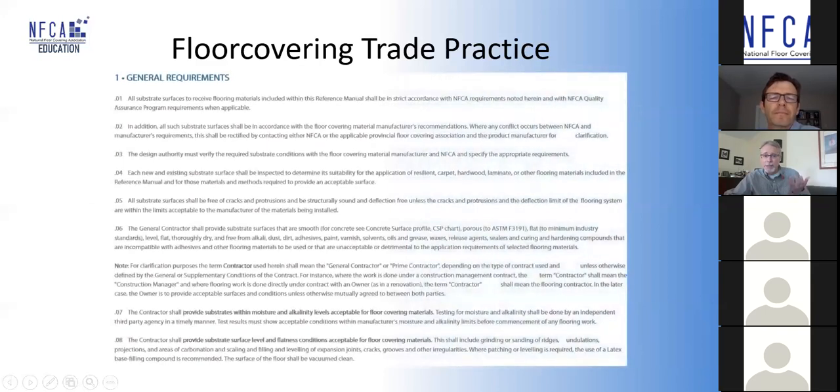And that description of work is already contained in the NFCA general requirements on the NFCA manual website. Again, one of the best tools that you can purchase is to subscribe to that webpage. It is infinitely helpful.